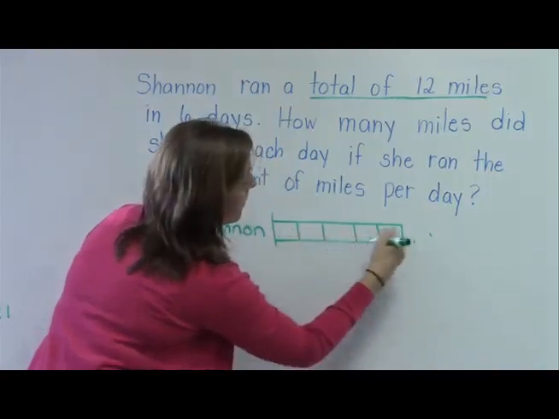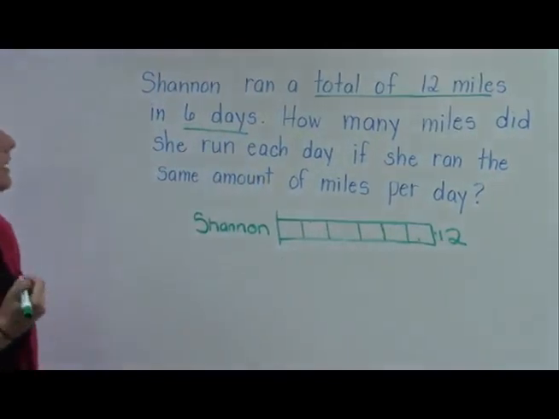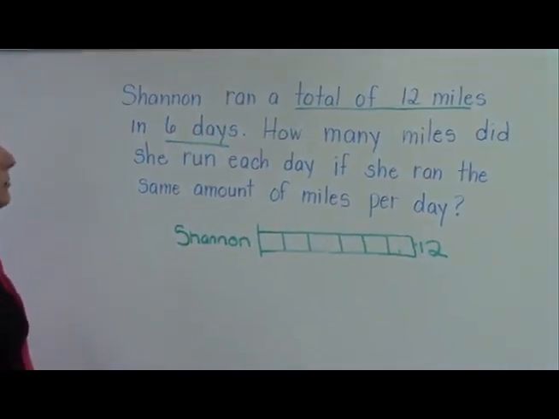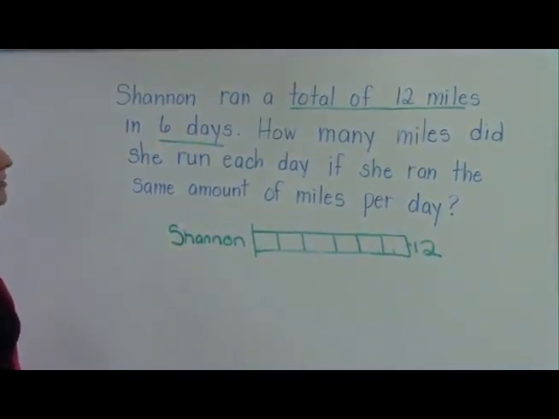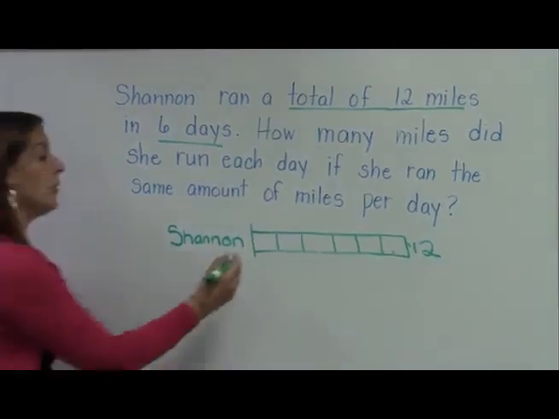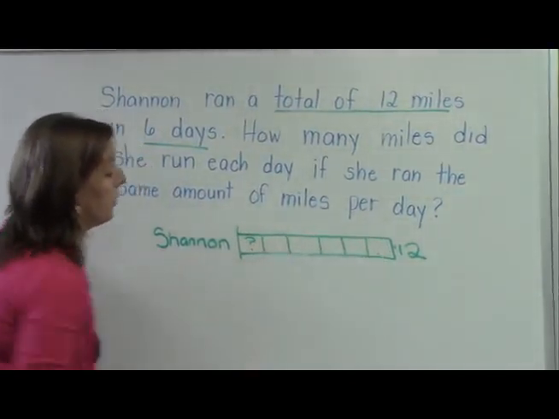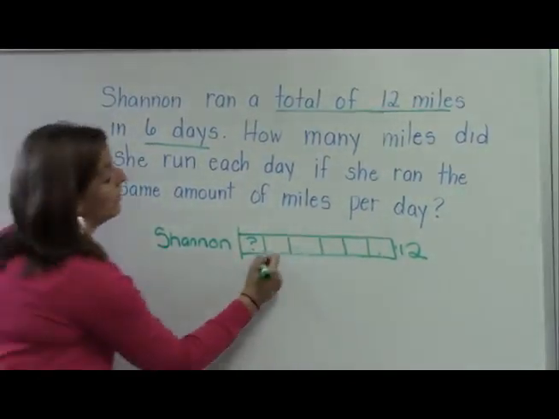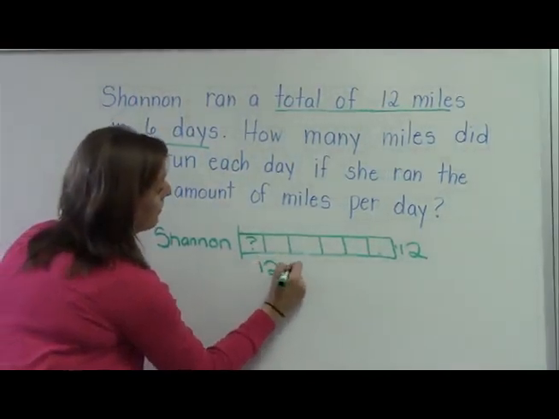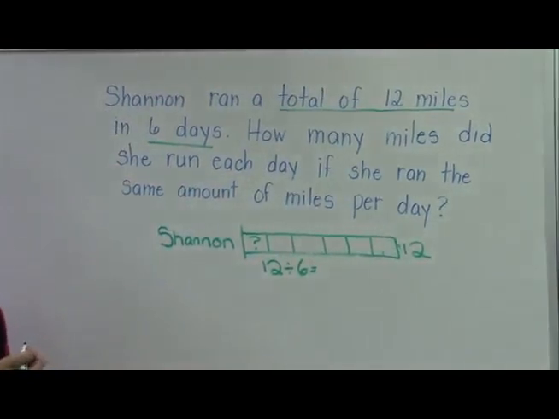1, 2, 3, 4, 5, and 6. Then the next sentence says, how many miles did she run each day if she ran the same amount of miles per day? So we're looking for how many miles for each of these bars, these individual parts. So to solve that, you would do 12 divided by 6 equals something.